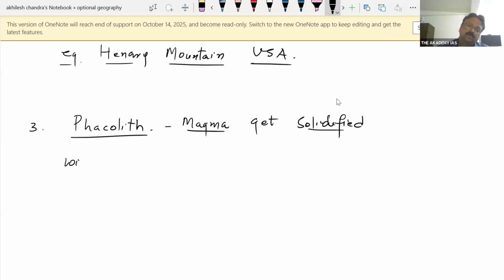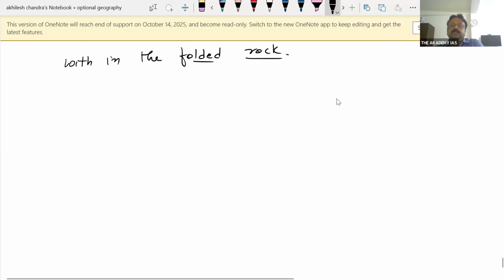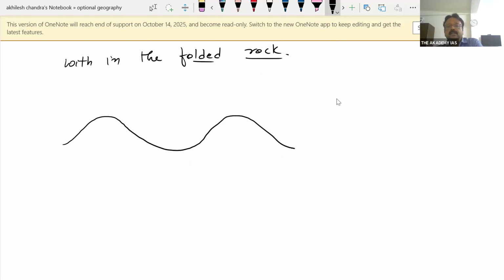Within the folded rock. Folded. अब कहीं folding हुई है. Folding का मतलब होता है ये बच्चे कि crust get folded and we happen to have a syncline and formation of anticline, syncline and anticline.